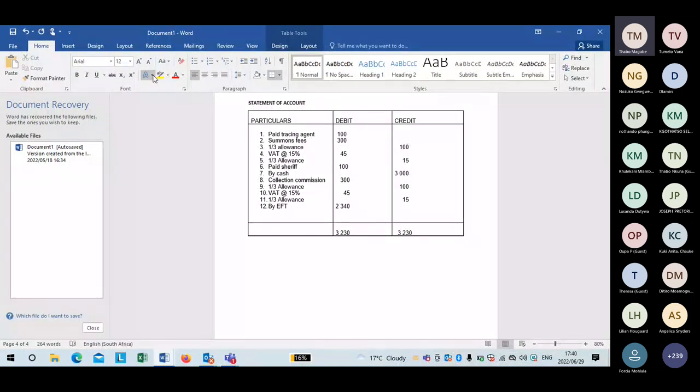For example, you have item number one on the statement. What is it? What is the first item on the statement? It's paid tracing agent. Right. So you need to demonstrate how you recorded the payment of a tracing agent in your books of account. And how do you do this? How would this transaction appear in your books of account?